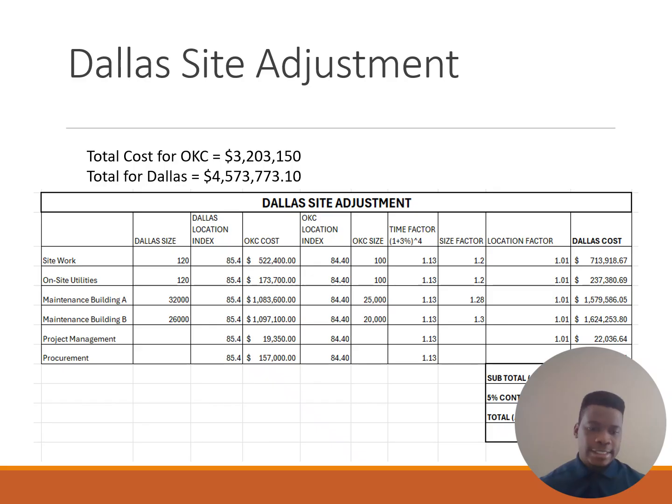And as you can see on the project management and procurement, I only used the location index and the time factor. I didn't use the size factor because it was kind of a problem to come up with it, but I think this works perfectly fine for the project management cost and procurement cost.